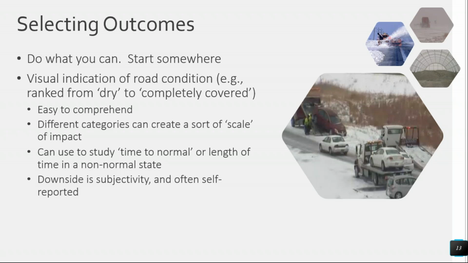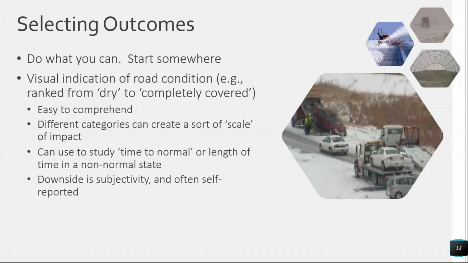You can also use the different categories from dry to partially covered to snow covered to, you know, impassable, some sort of scale that will allow you to assess not just whether it was normal or not normal. You can get into, well, it was only a little bad or it was really bad, and try to sort out some kind of a scale of impact. You can use just the amount of time that it took to regain normal as its measurement, not exactly the state.